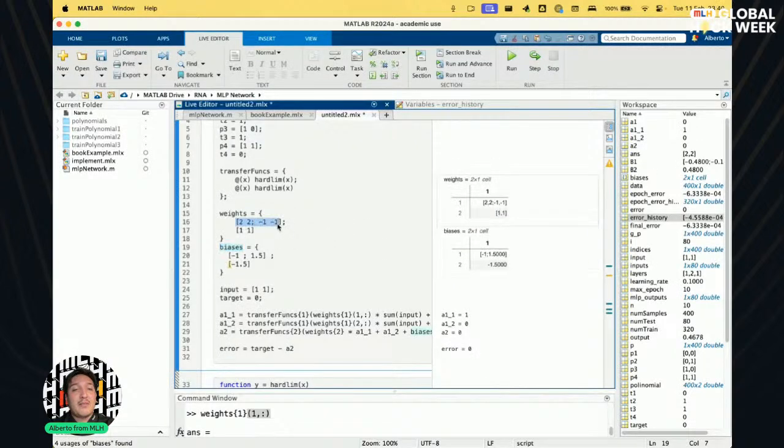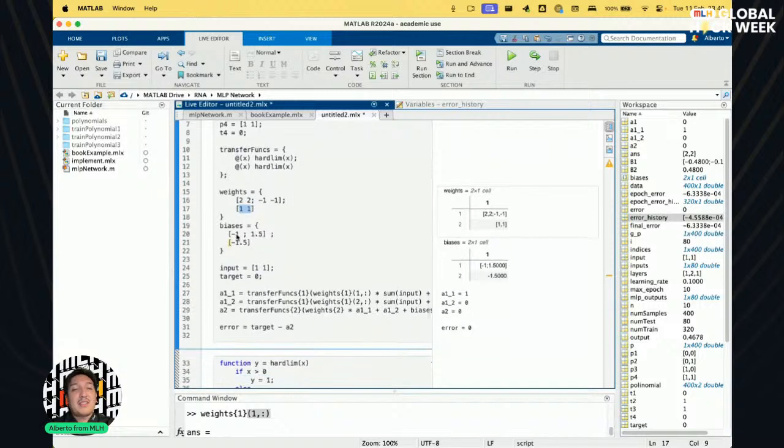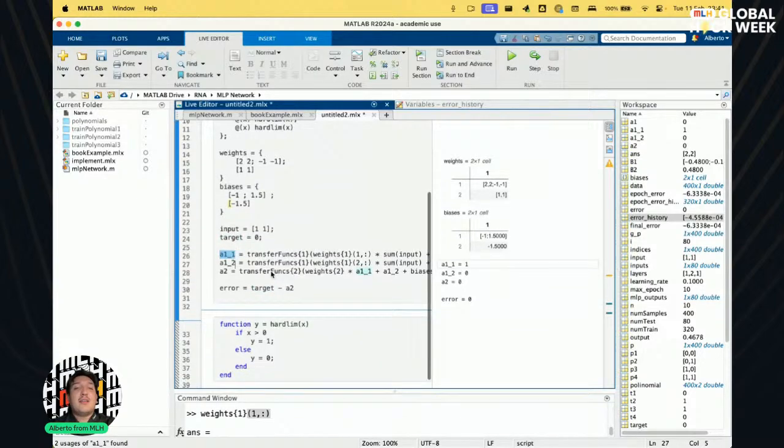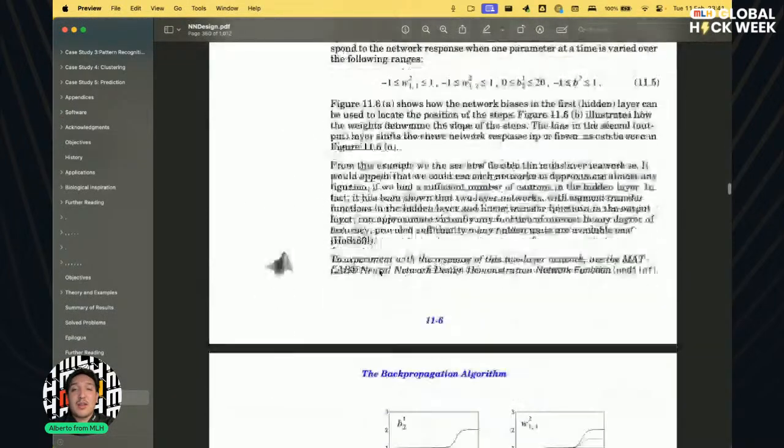This will be the weight matrix for the first layer and the weight matrix for the second layer. Biases are really similar. It's just 1 times S. So for the first layer, we have 2 neurons, 1 times 2. And for the second layer, we have 1 times 1, right? So simple. Then the input we try to test in this case, and the target. A1, remember, and the functions were given in the summary here.